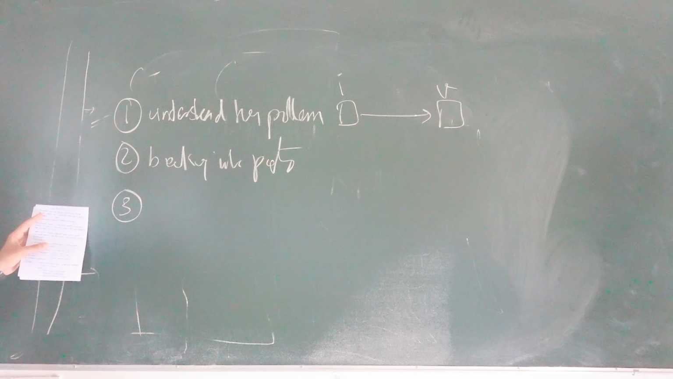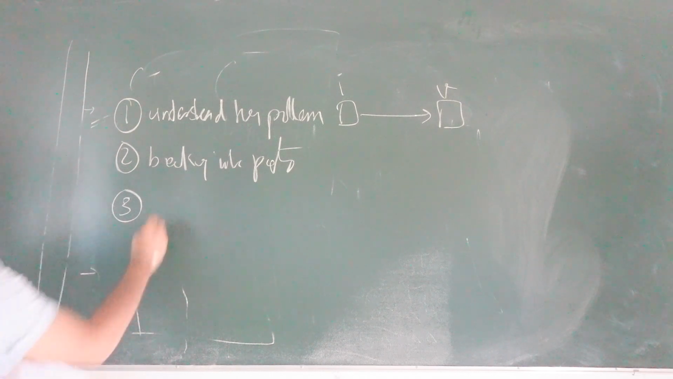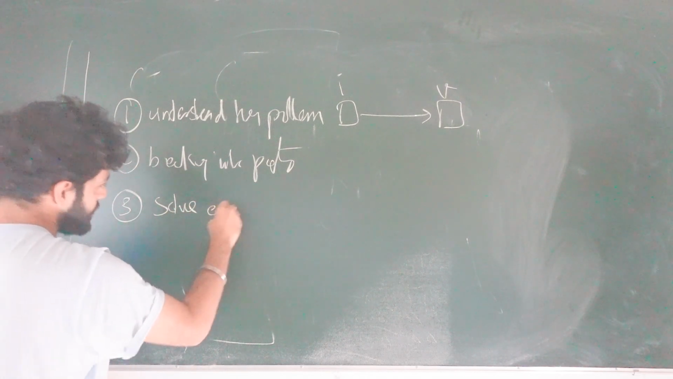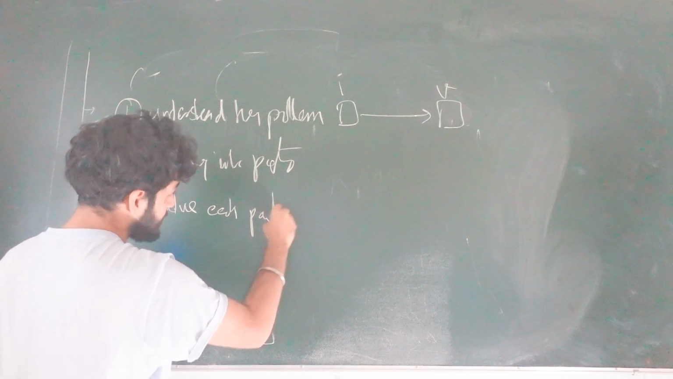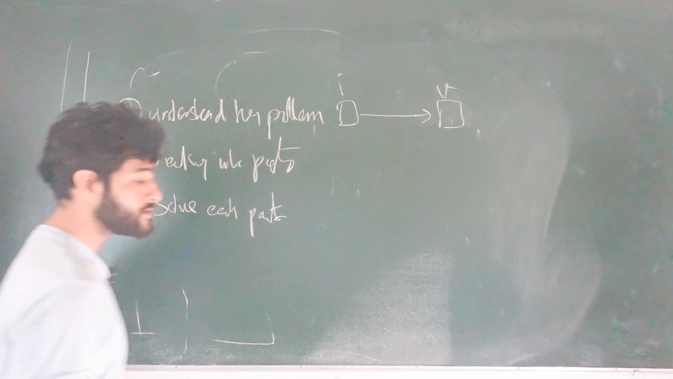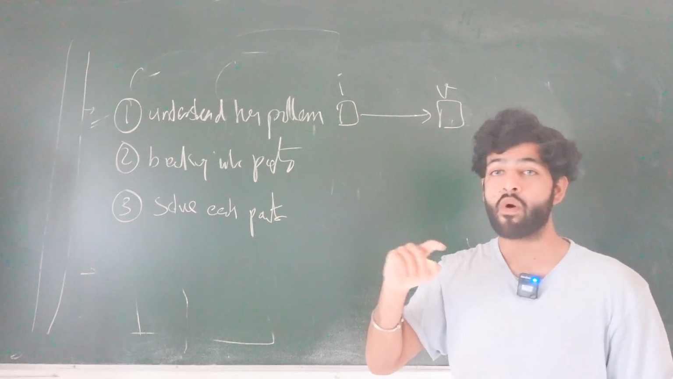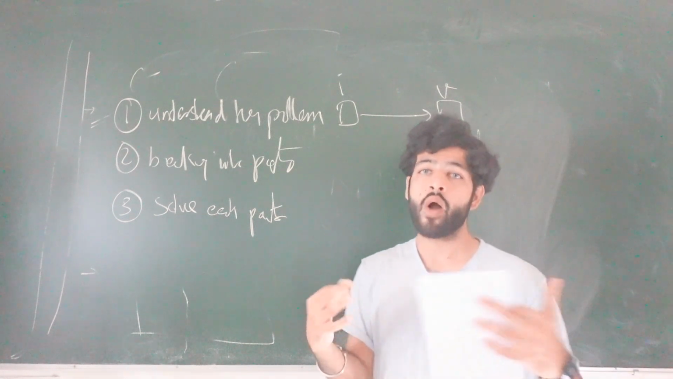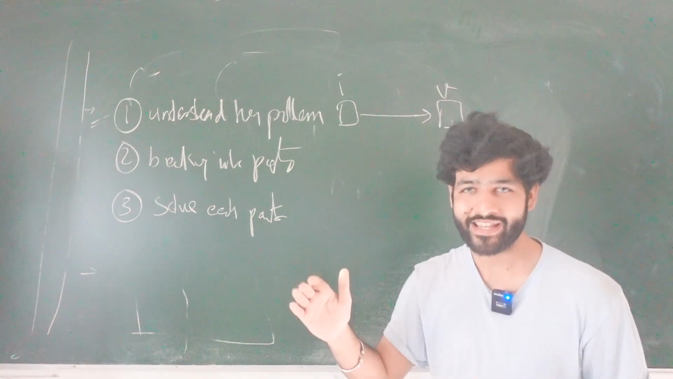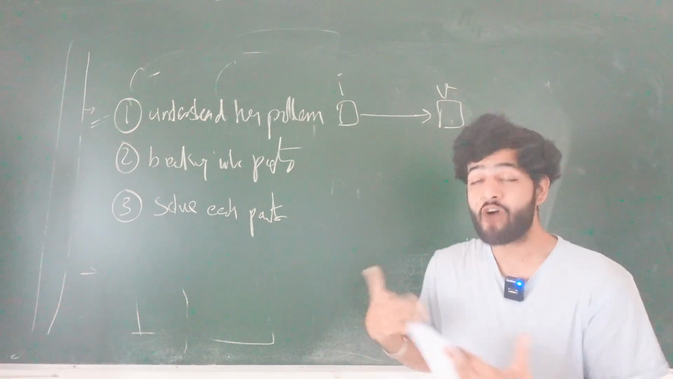The third step after breaking it into smaller bits and pieces is solve each part. So the next step is solving each part. That means that you need to solve each and every small component together, and then it could be more focused, more optimized, more to the point, and as per expectation, as how we humans do.